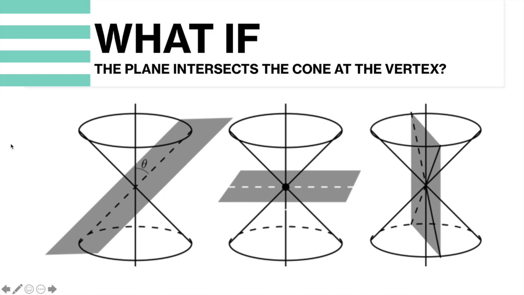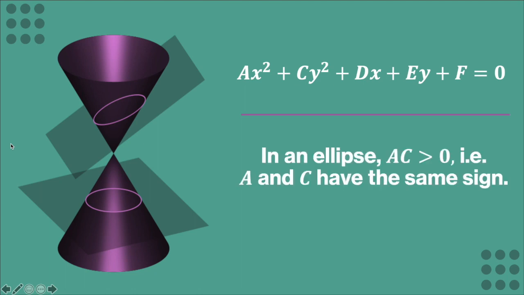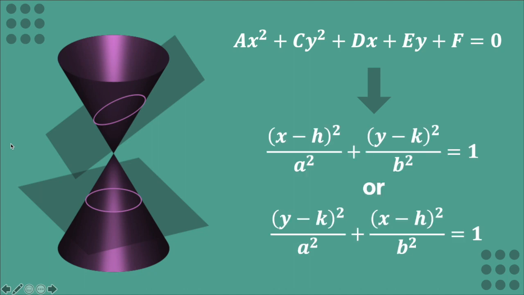Let us begin with an ellipse. We say that the general equation of a conic is an ellipse if the product AC is positive. That is, A and C have the same sign. So if we consider this, we could come up with the standard equation given by these equations, which you have already learned in the second week of our classes.